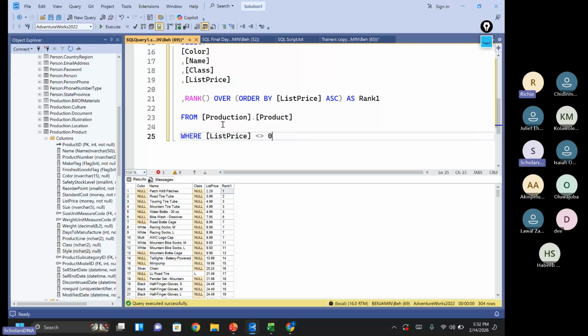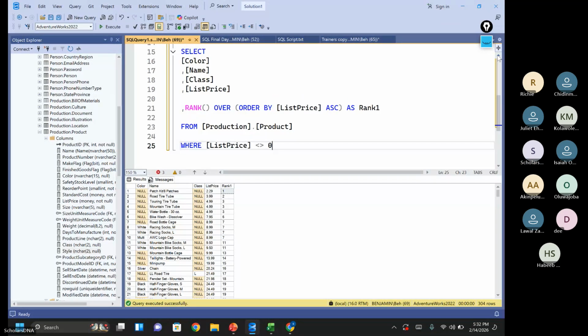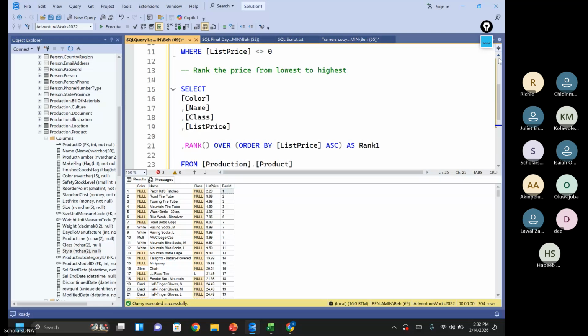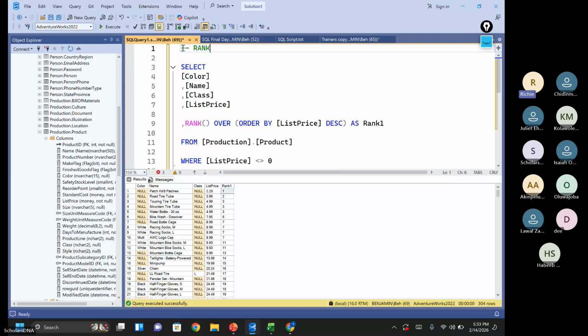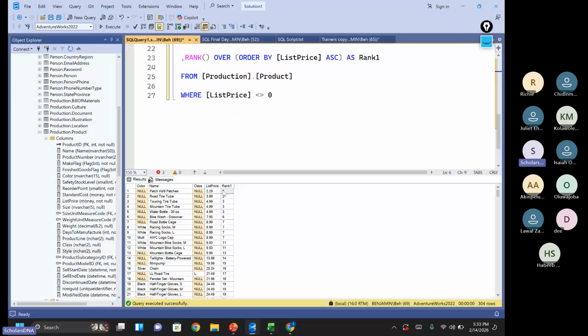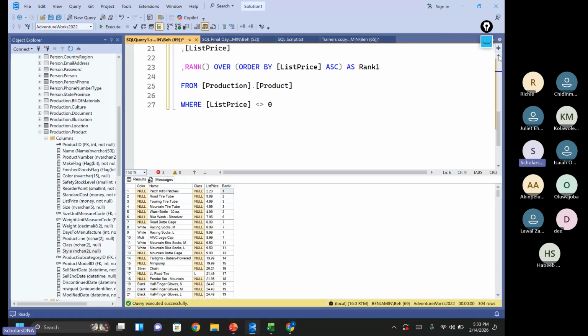Okay, so this is for normal rank. Please look at it carefully, the way it is ranked. But there's another kind of rank called the dense rank. This is the rank function, right? So we're going to use the dense rank. They are all the same, but the difference is the way it is ranked: 1, 1, 1, 1, 2, 3. Or let's do the descending one.